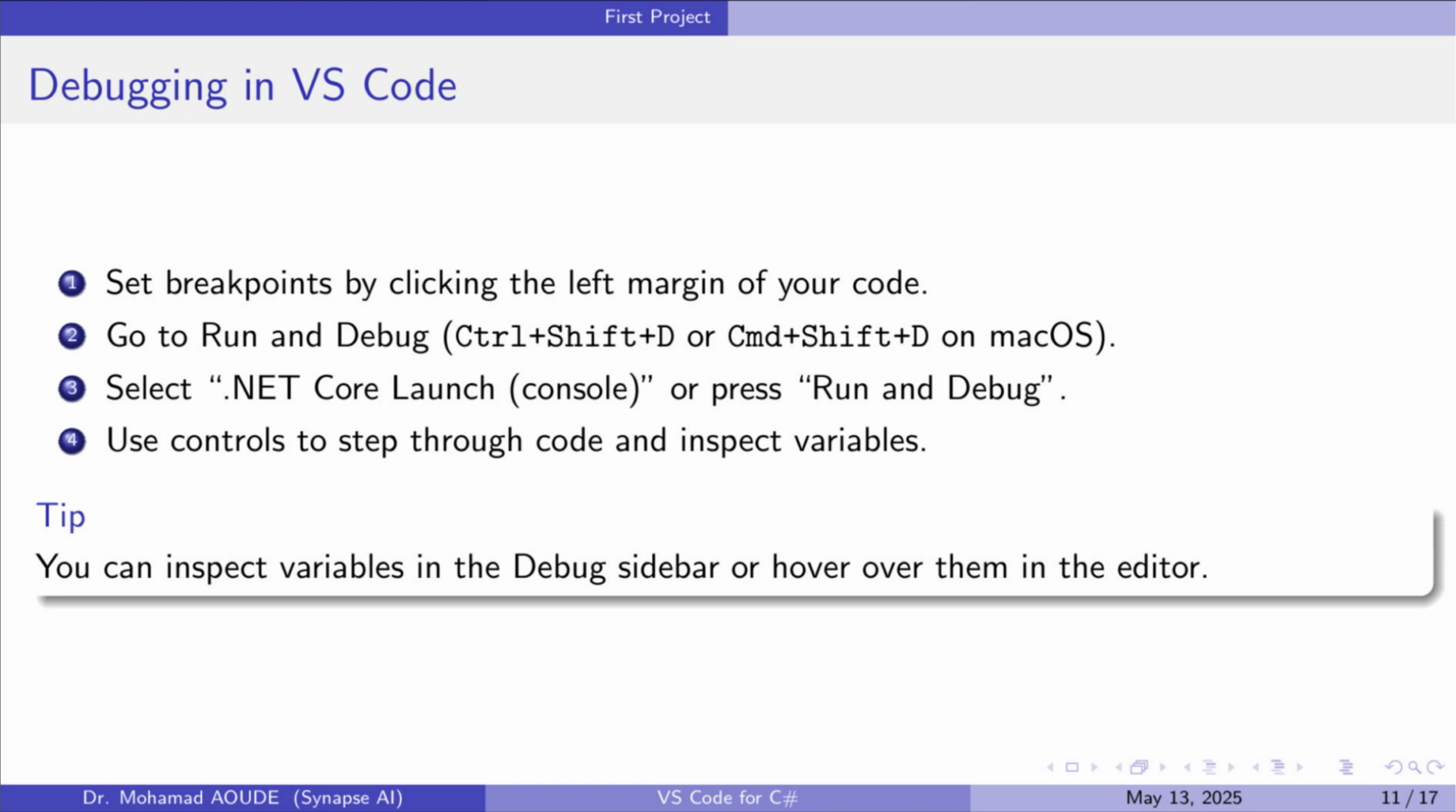Once paused at a breakpoint, you can use the controls, play, continue, step over, step into, step out, stop, to move through your code line by line. A great tip is that you can inspect the values of variables in the Variables section of the debug sidebar, or often by simply hovering your mouse over the variable in the code editor.